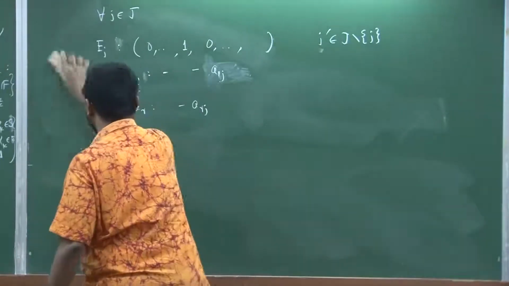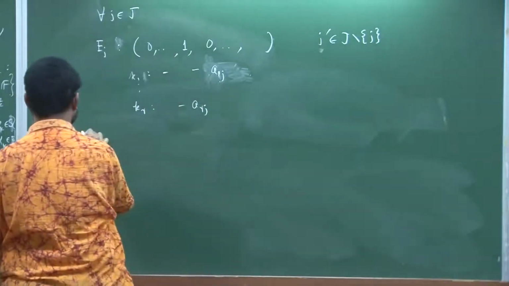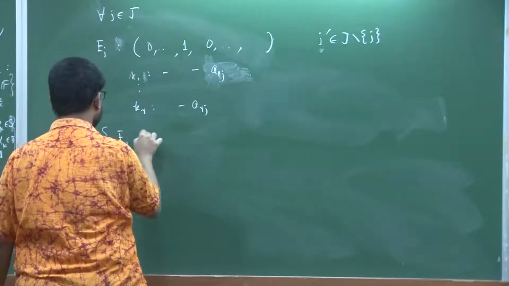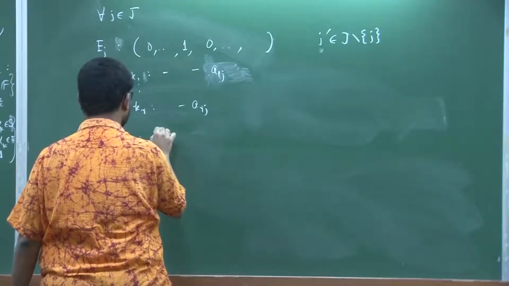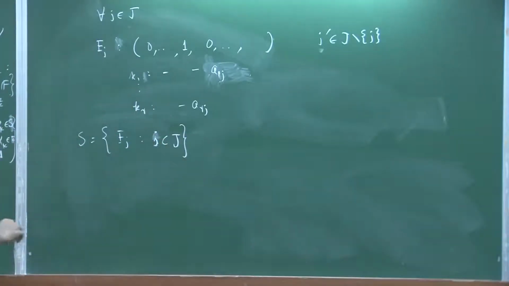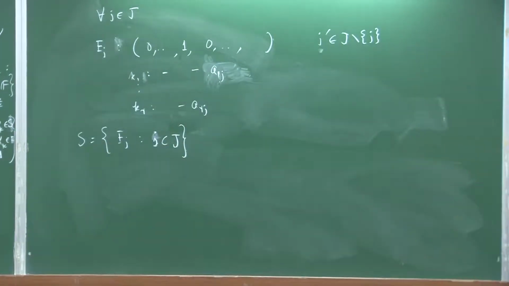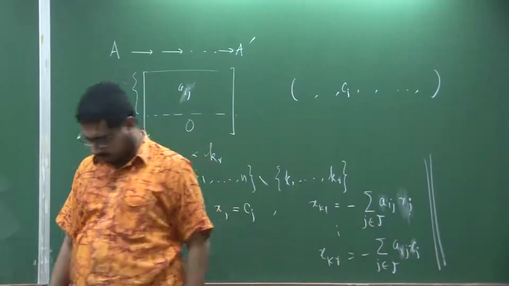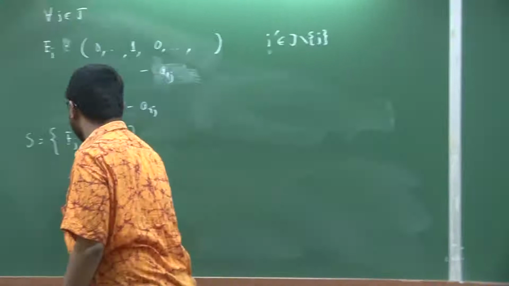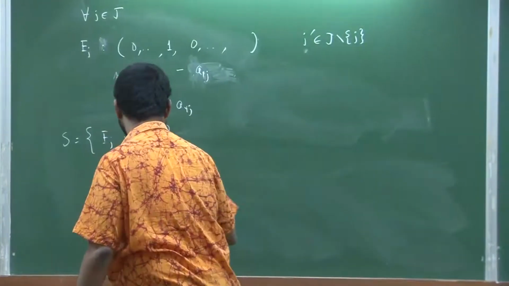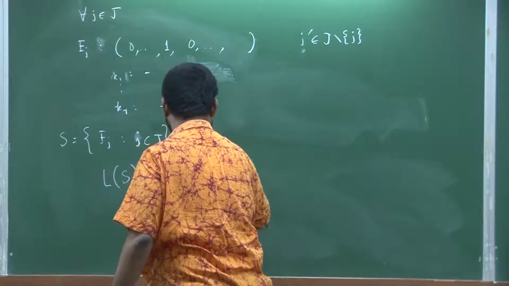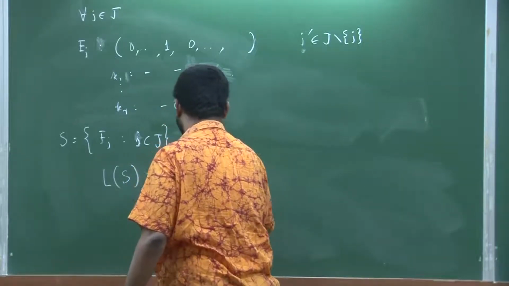is Ej, j lies in J. Now, just to show that the linear span of this S is the solution space, what to do? So, how will a typical solution look like? It will look like this, as I have expressed. So, if I want to show that LS is the solution space, this is what we want to show.